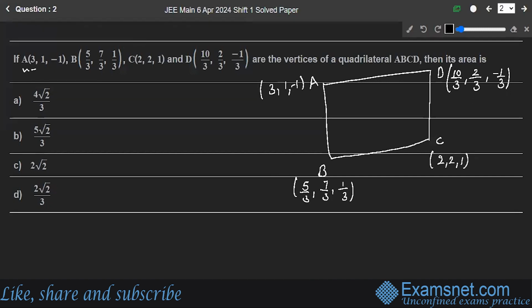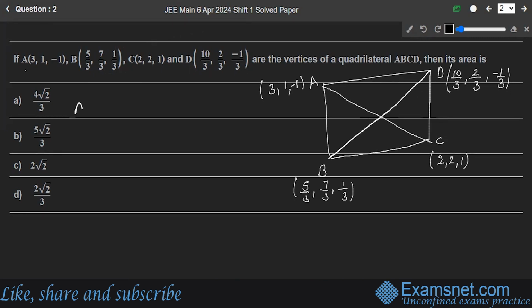Let A be equal to (3, 1, minus 1), and B is equal to this, C is equal to this, D is equal to this. These are the four vertices of the quadrilateral ABCD. We have to find out the area of ABCD. So if this is the quadrilateral, it may be any shape, a four-sided figure. And let's say these are the diagonals, AC and BD. These are the two diagonals of it.